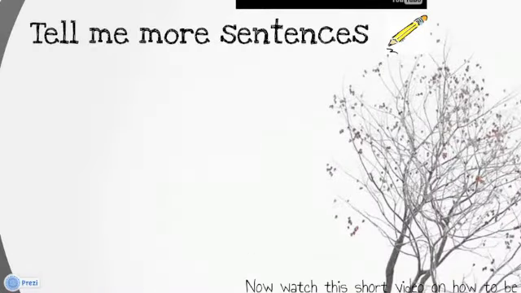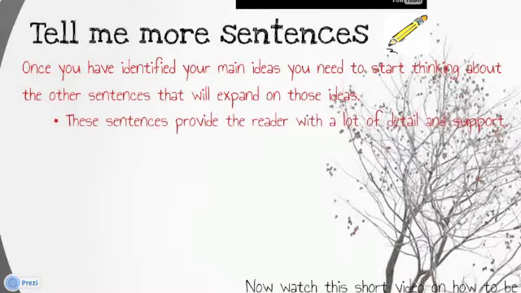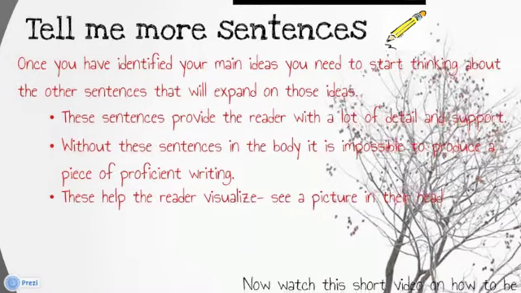So when we talk about body sentences, one thing we need to think about is that they really tell the reader more about the topic. So one way to expand your paragraph is to tell more details. Basically, once you've identified what your main ideas are going to be, hopefully you have 2 to 3 per paragraph, you're going to start thinking about other sentences that will expand on those ideas. They should provide the reader with a lot of detail, and it really is impossible to produce a piece of proficient writing without using these types of tell me more sentences and detail. It helps the reader visualize and see a picture in their head.